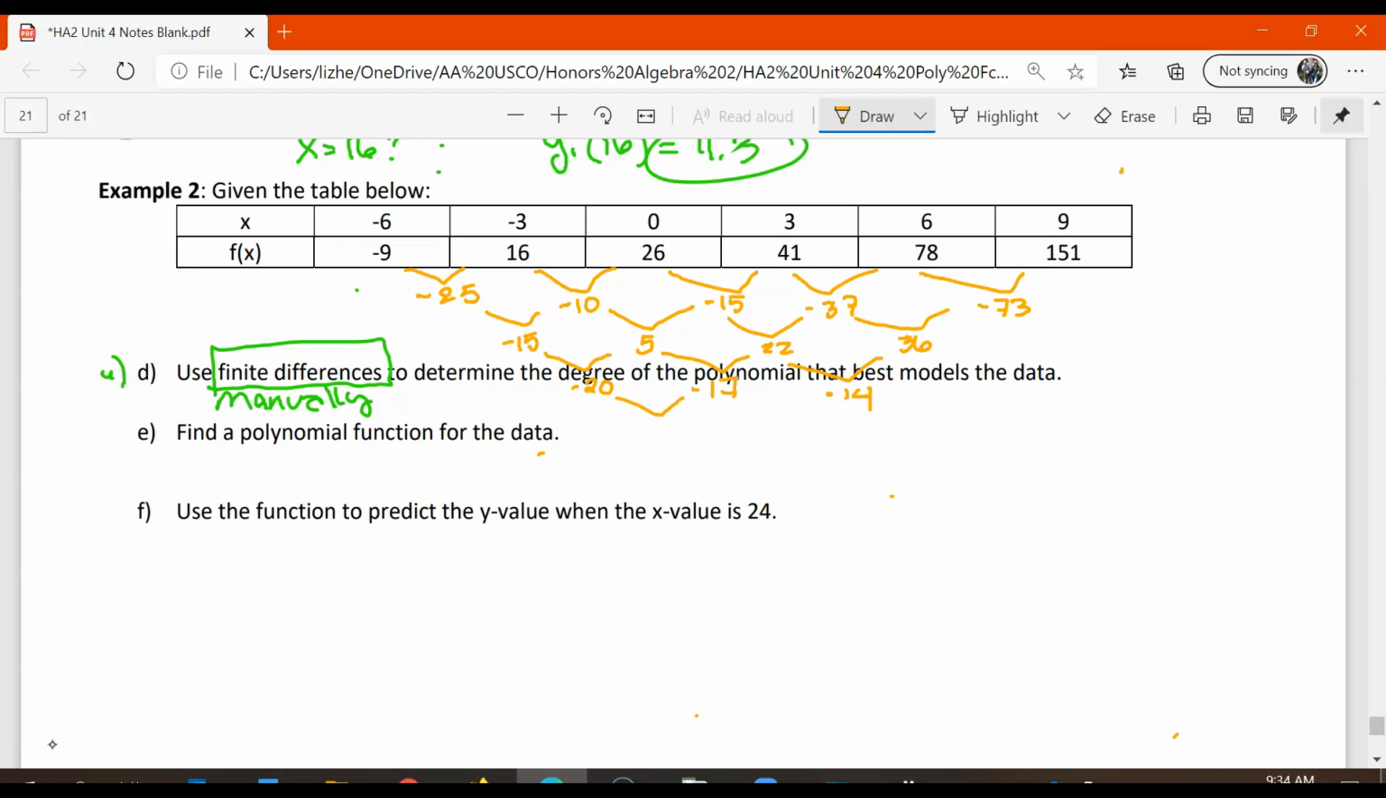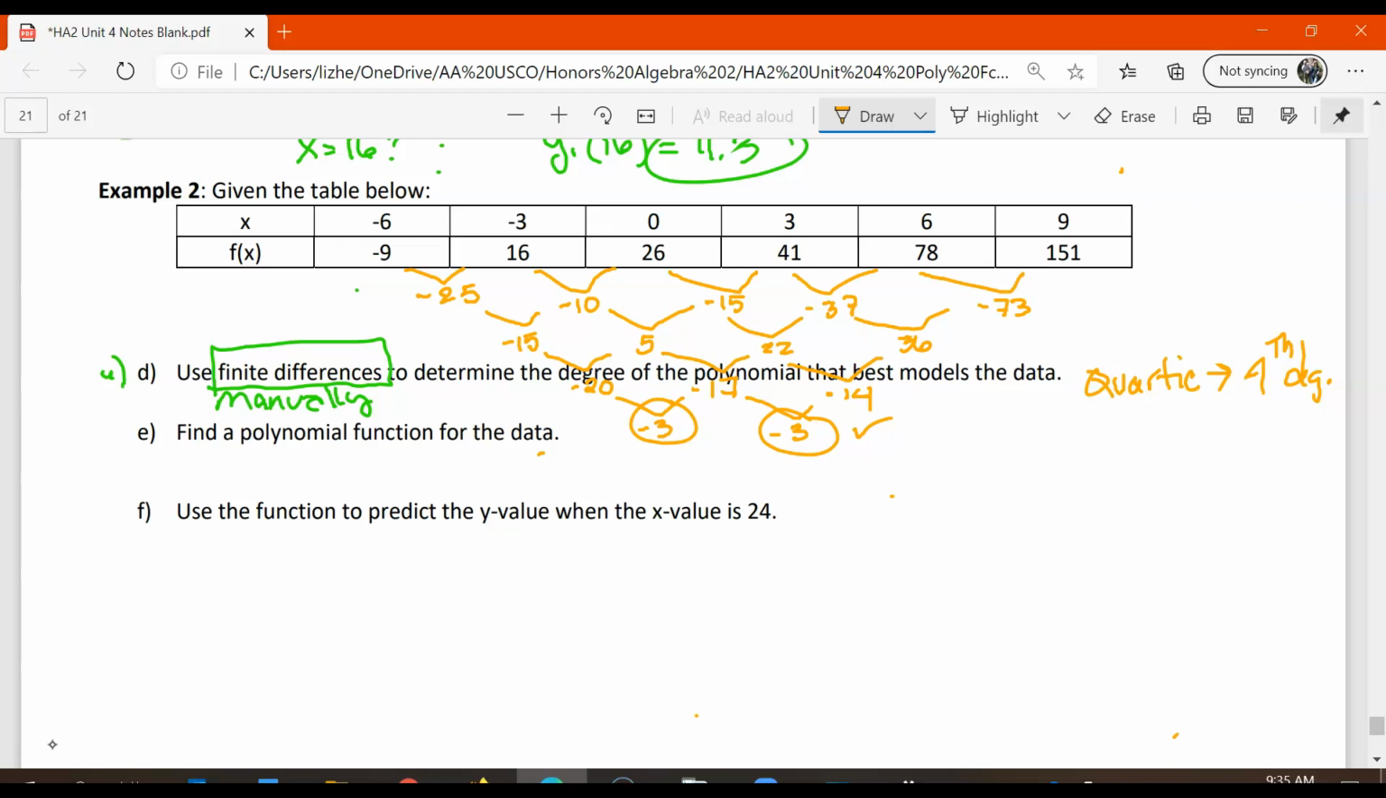-20 minus -17 gives me -3. -17 minus -14 gives me -3. And so there finally we have the same number right there. So that means 1, 2, 3, 4. It was the fourth row that gave us the same number, which means this is a quartic, or a 4th degree. So now we know, that's the benefit of the finite differences. Now we know what type of equation we're going to get.